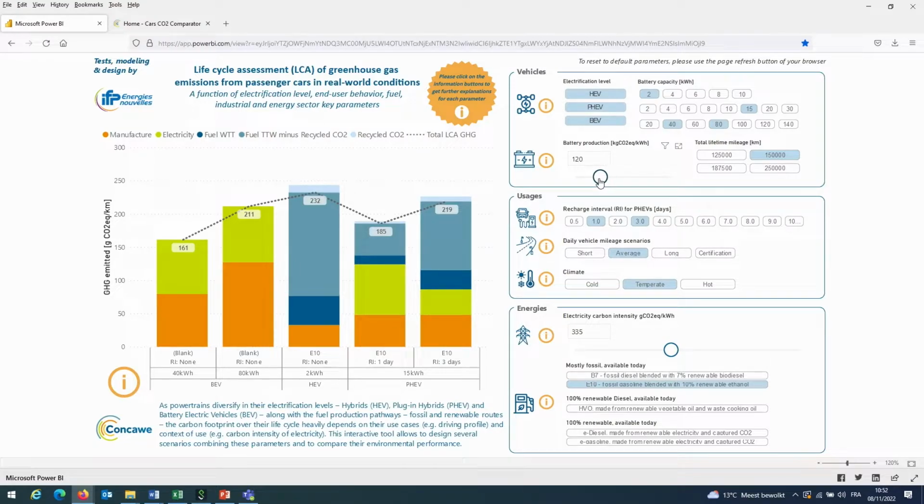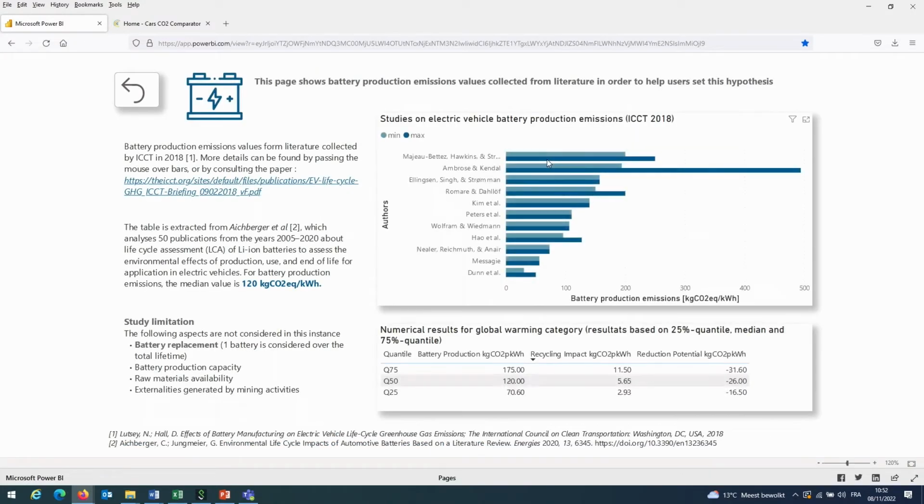So why have we selected this default value of 120 kilograms per kilowatt-hour of battery? It's because we have extracted the data from a scientific paper, from the scientific literature. And this scientific paper has reviewed 50 life cycle assessments of battery manufacture. And they found out that the median value among these 50 papers was 120 kilograms of CO2 per kilowatt-hour. So this is the value that we have taken by default.